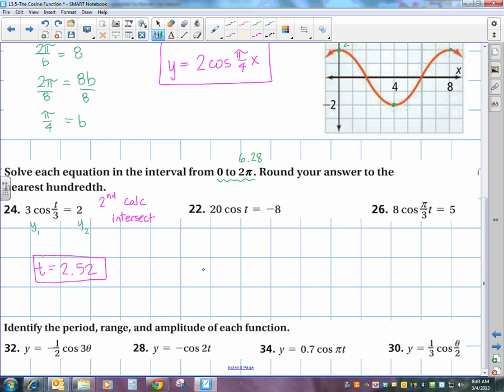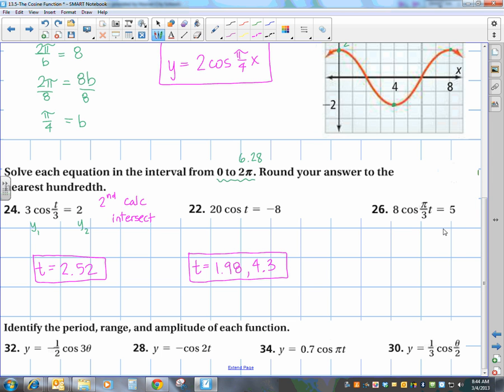And we have t again. So t equals 1.98 and 4.3. Okay, let's look at that one.